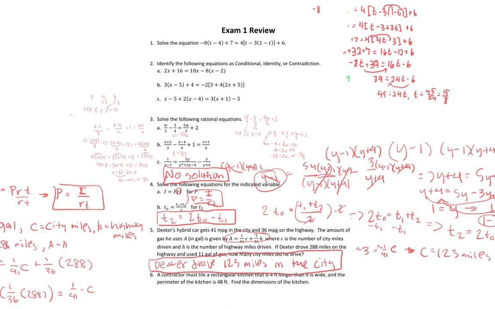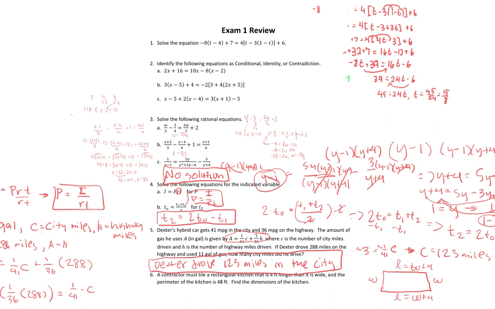Alright, so for problem 6, it says a contractor must tile a rectangular kitchen that is 4 feet longer than it is wide, and the perimeter of the kitchen is 48 feet. We're supposed to find the dimensions of the kitchen. With these kinds of problems, it's always helpful to draw out and visualize what they're saying, right? So we have this rectangular kitchen with width W. The length is 4 feet longer than the width, so we can rewrite this length as W plus 4.